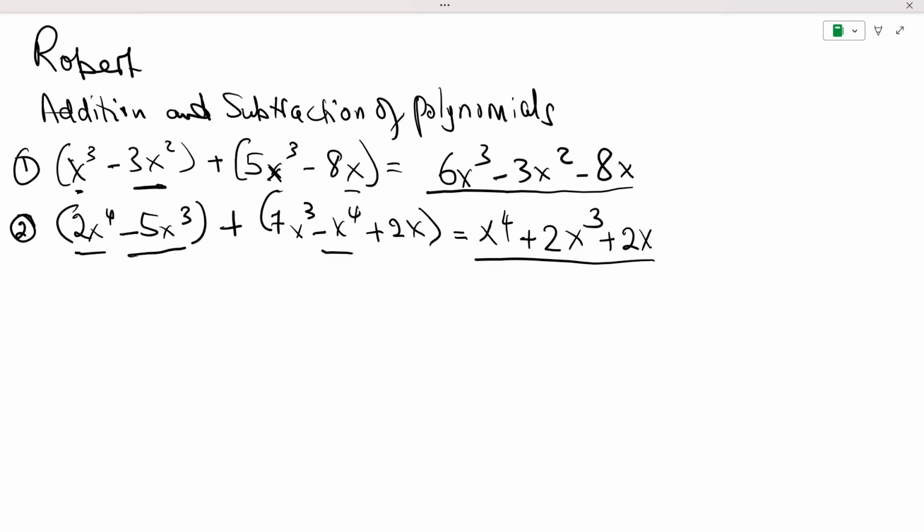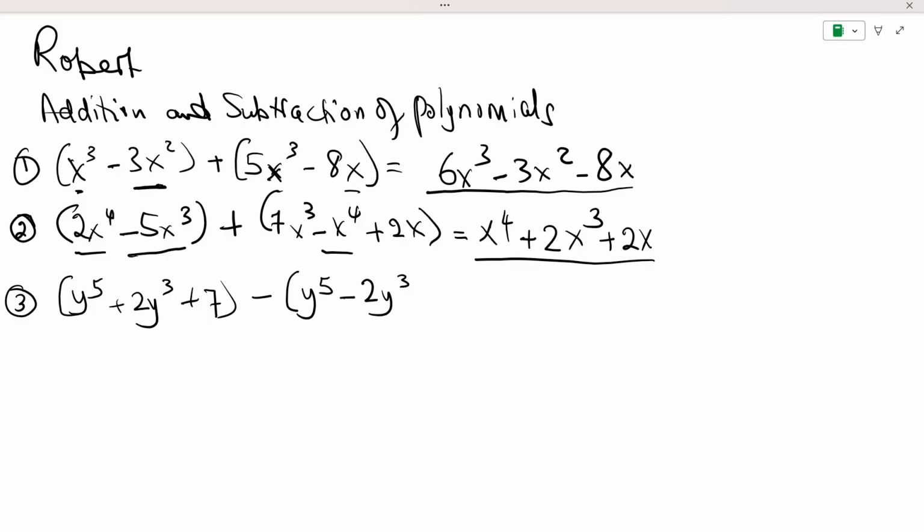Okay, now let's try a third example. This time one of subtraction. So you have y to the power 5 plus 2y cubed plus 7, minus, the second one is y to the power 5 minus 2y cubed minus 7.